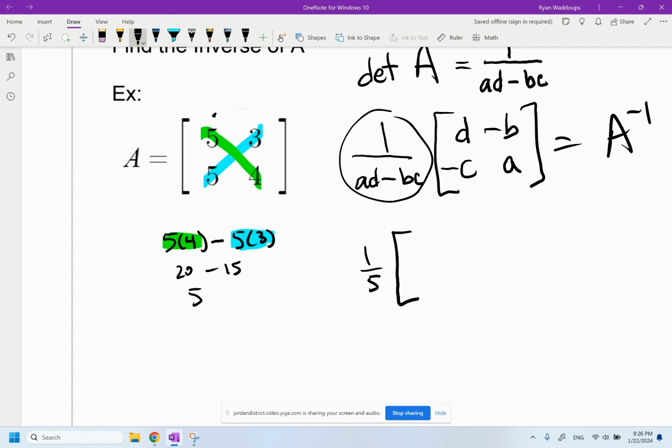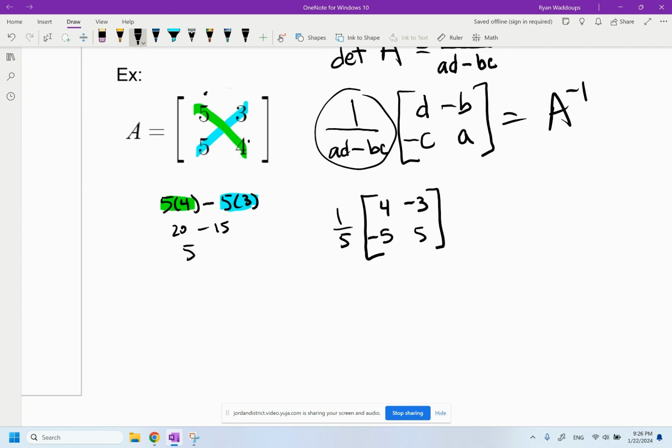So now here, my 5 and my 4 are going to switch places. I'm going to put the 4 up here and the 5 down here. Then the 3 stays where it's at, but it becomes negative 3. And then 5 becomes negative 5. And then we're going to go through and multiply these all out. So 1/5 times 4 would be 4/5. Like I said, that's the same as 4 divided by 5.